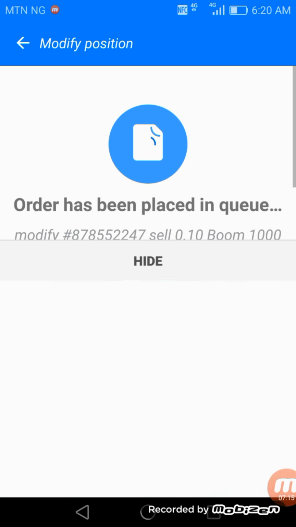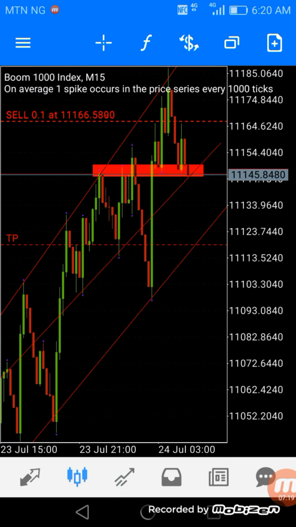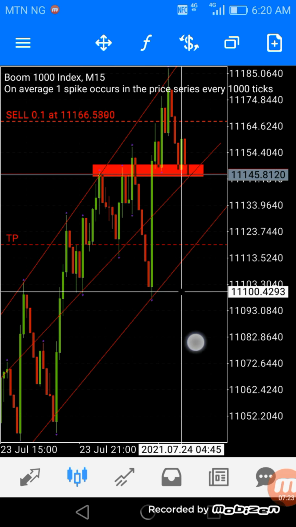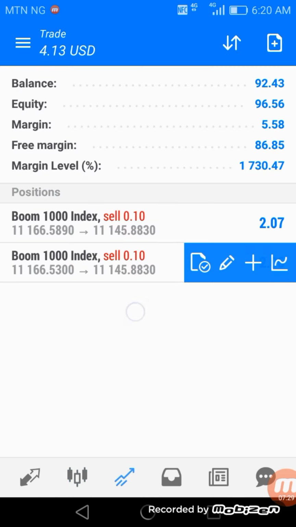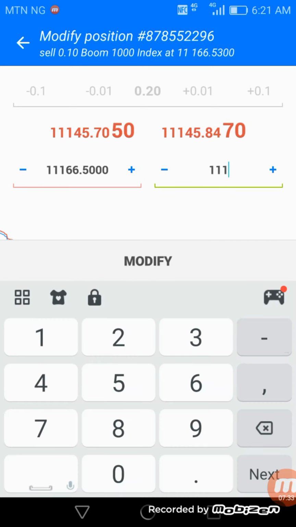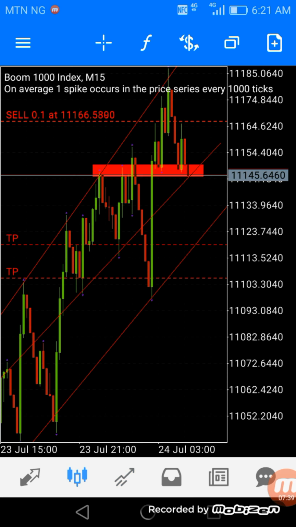11118.7 for the first trade. And then the second trade, I'm going to put it somewhere here, 11105.7. All right guys, so now I can leave this trade and go to anywhere I want to go.